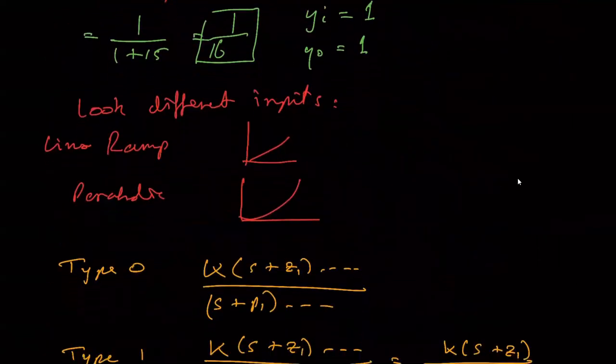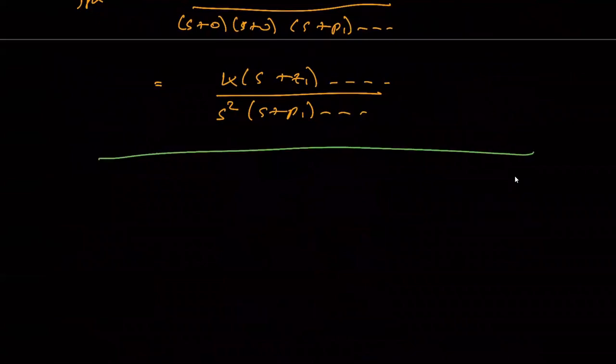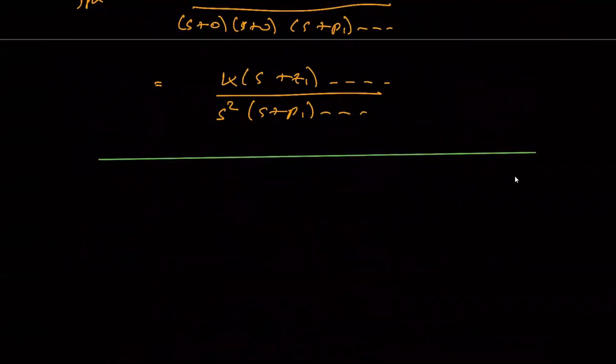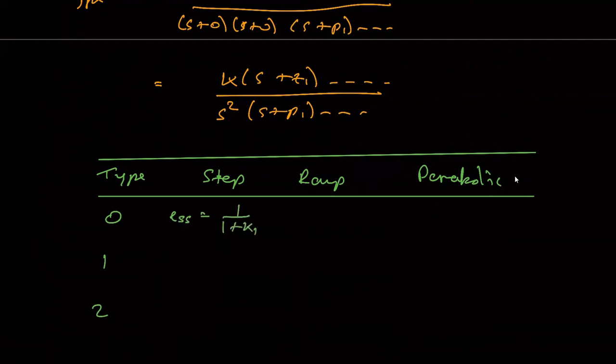The table looks like this. Let's do this table, shall we? Let's draw a straight line there. I'll have the type here, and I'll have a step input, ramp, and parabolic. The types will be type 0, type 1, type 2. What we've already seen is that ESS for type 0 with a step is 1 over 1 plus Kp.